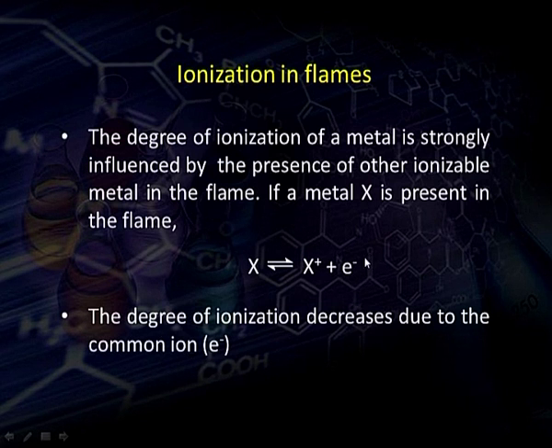The common ion in the above case, just recall, M is in equilibrium with M positive plus electron, and in this case we have X is in equilibrium with X positive and electron. So, here the common ion is the electron, and due to the presence of this common ion, the degree of ionization decreases. So, we have less amount of metal present in M positive form.